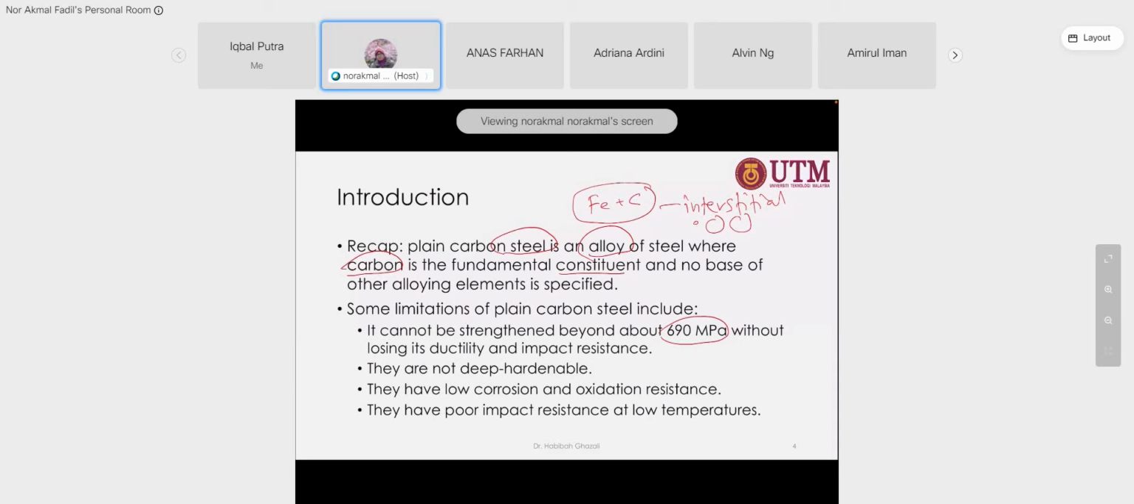Remember, we discussed hardenability just now. As compared to plain carbon steel, alloy steel has high hardenability. Why? Because it is deep hardenable, so it can harden at a far distance from the quench end. So you need alloy steel if you want it to be hardenable. Plain carbon steels have low corrosion and oxidation resistance, meaning they rust easily. They also have poor impact resistance at low temperature.